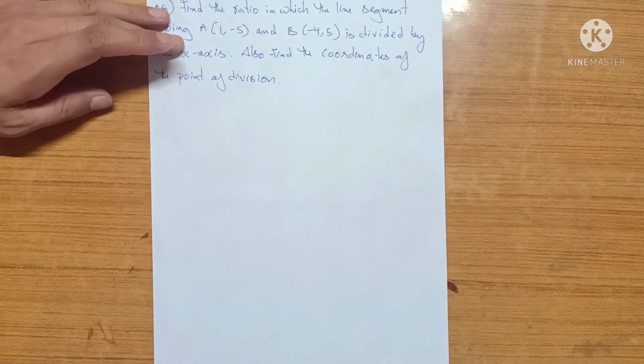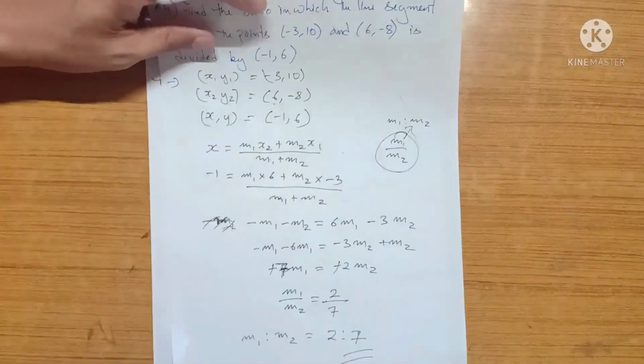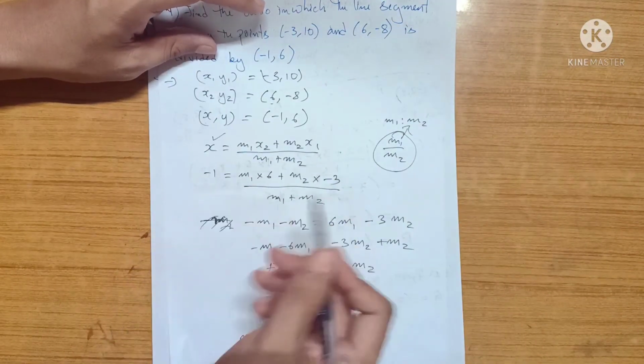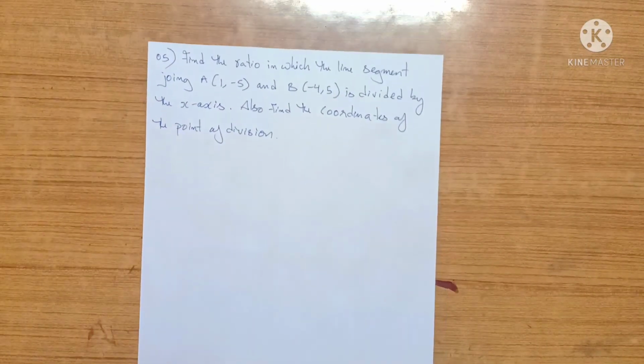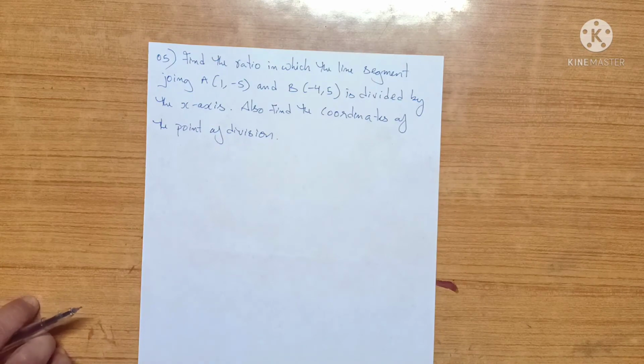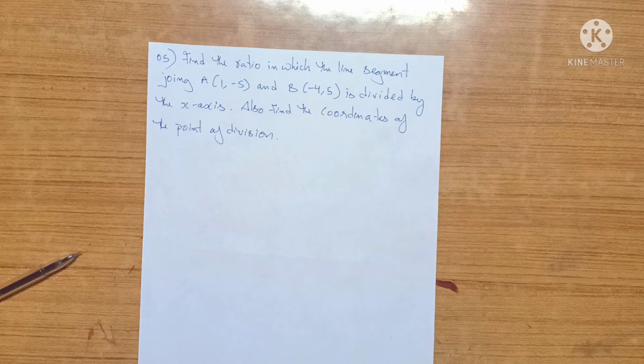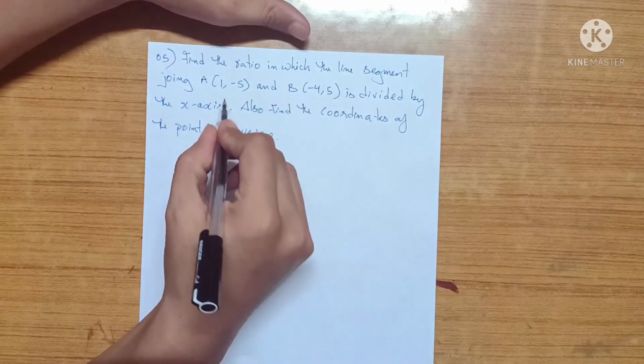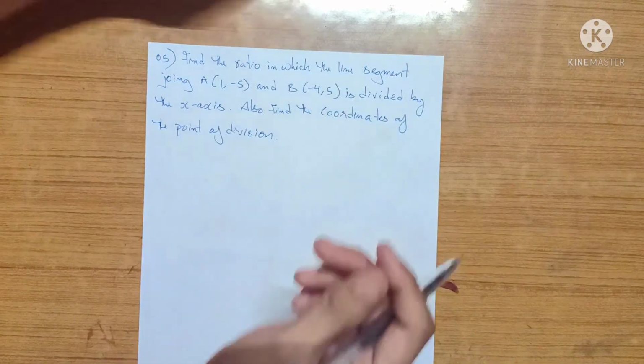So in question number 5, since we used only x and found the answer, we will be using only one of them, because only one piece of information is given in the question. So first let's read the question. Find the ratio in which the line segment joining these two points is divided by the x-axis.